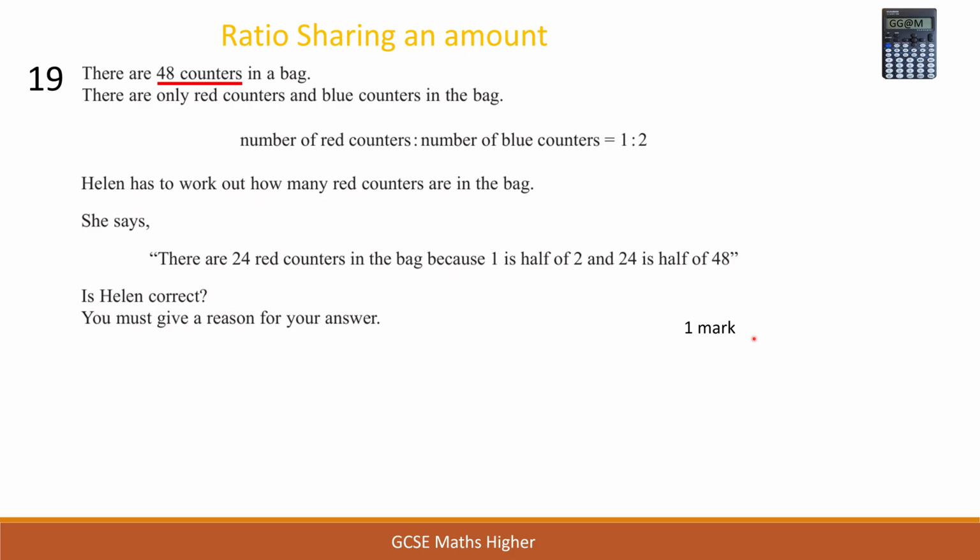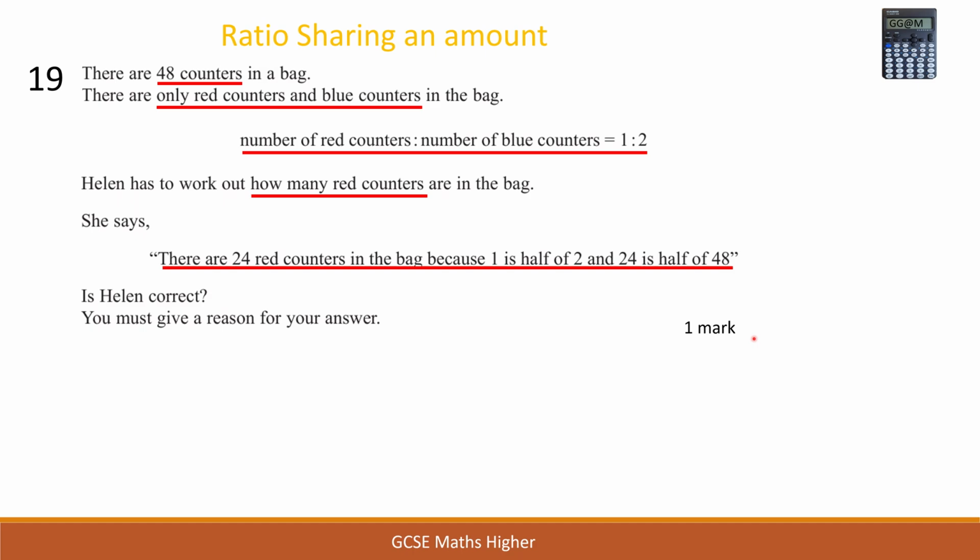So keywords are 48 counters. They're only red or blue in the bag, and the ratio between red and blue is 1 to 2. You've got to work out how many red counters there are. And she says that there's 24 counters in the bag because 1 is half of 2, so 24 is half of 48. You've got to say, is Helen correct? And you must give your answer why. So you've got to give a reason for what the answer is, and you've got to say yes or no, and with a reason for this 1 mark.